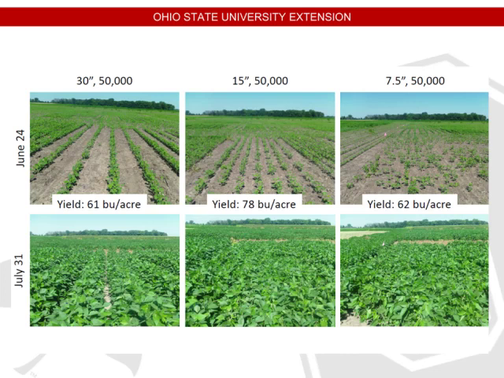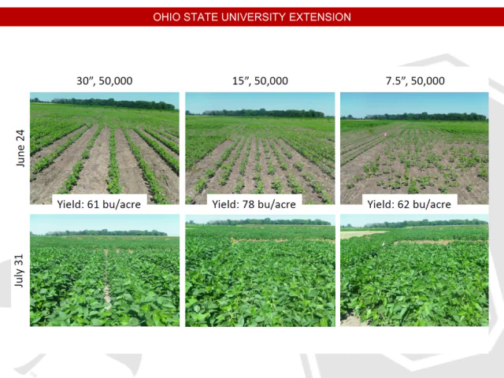The first set of pictures at 50,000 seeds per acre is from June 24th. If you look at those 3 pictures on the top, the 30 inch row beans look the best. That's definitely the most consistent, uniform stand at that low seeding rate. The 7.5 inch row with 50,000 seeds per acre is very clumpy and gappy because that's about as low as you can do.